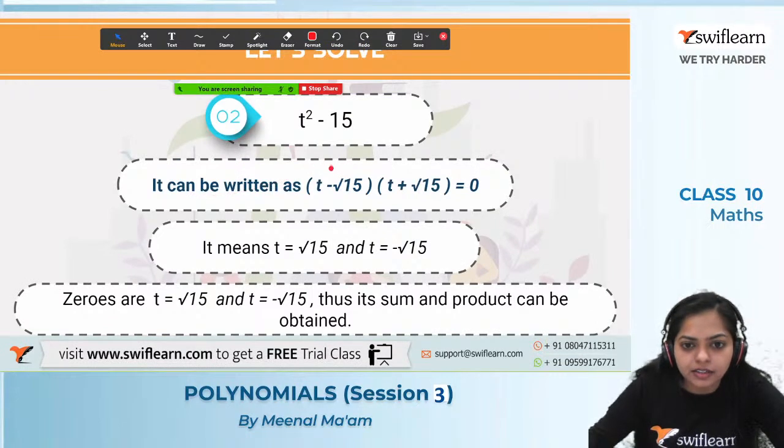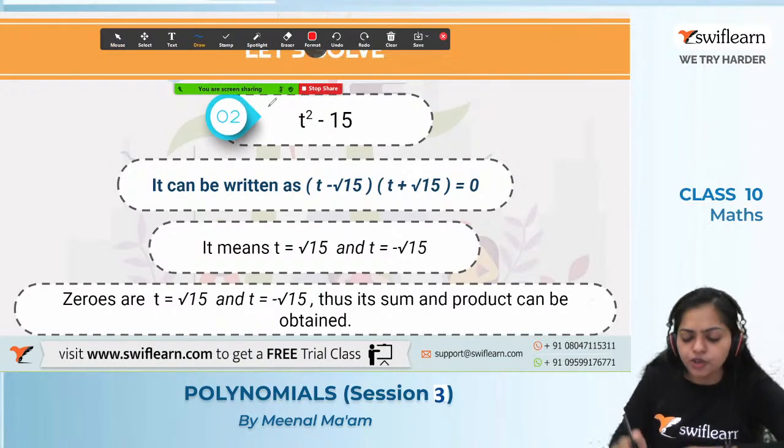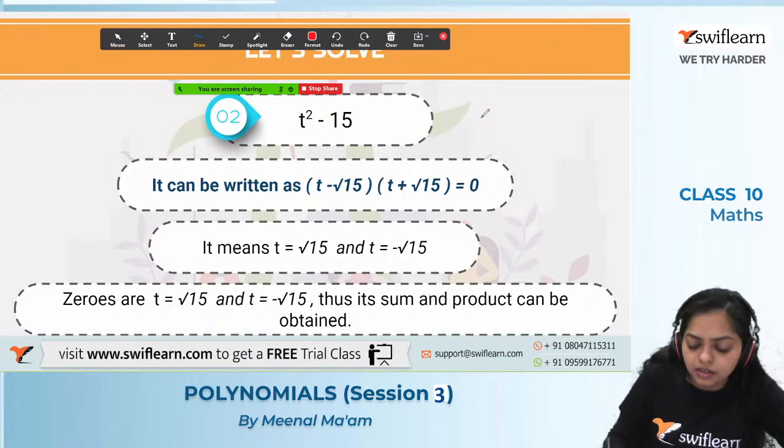The question was like this. T squared minus 15. This is the second question. So we have to split the middle term. Or I think you all remember the algebraic formula, the basic formula, that is a square minus b square. I think you all remember this algebraic formula.